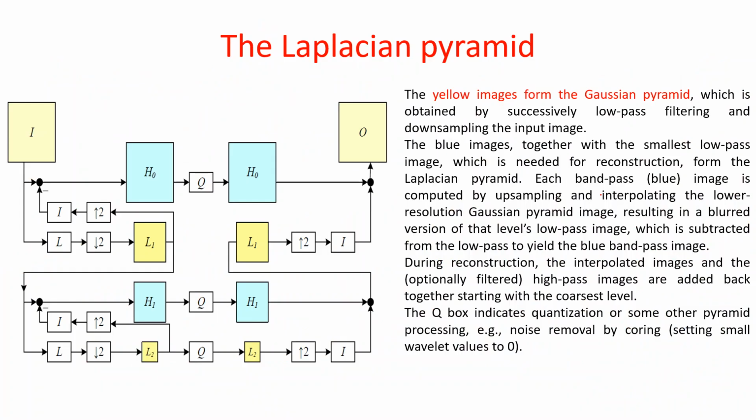So previously we have seen the Gaussian one. Now we are going to see the Laplacian pyramid. This is very important. The image may look big, but the operation is very simple. So I is the original image.